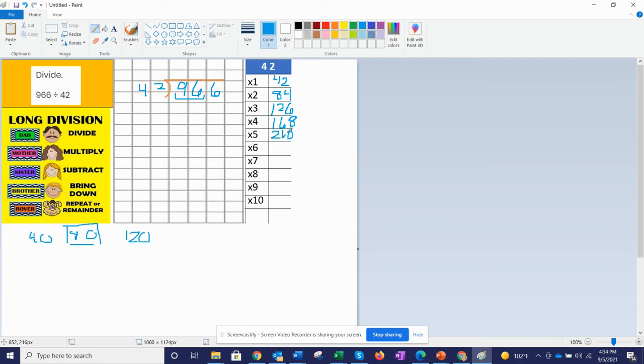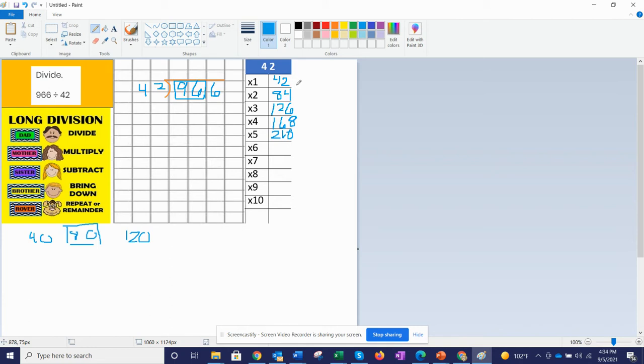Now we can keep going and do all of it, that's fine. But I still kind of like the idea of just looking at the 96 first. Okay, obviously 42 is too big for just the 9. You can't divide 9 by 42. It's smaller than 42. We can divide 96 by 42 because it's bigger than 42, right? So let's look over here.